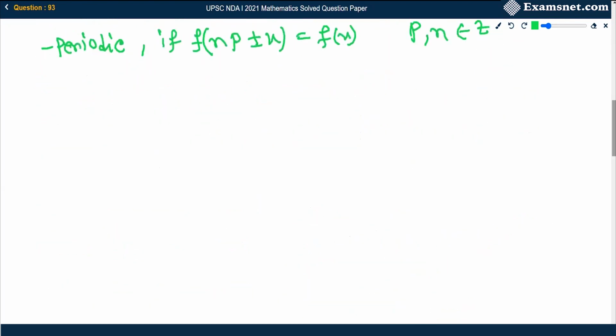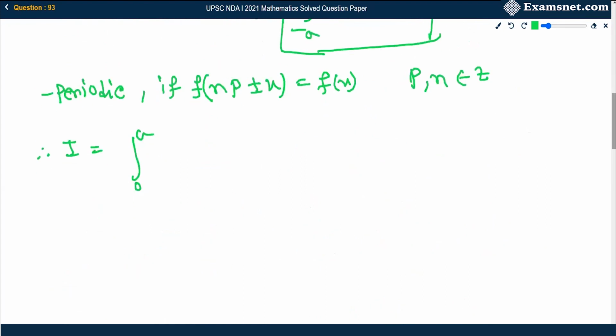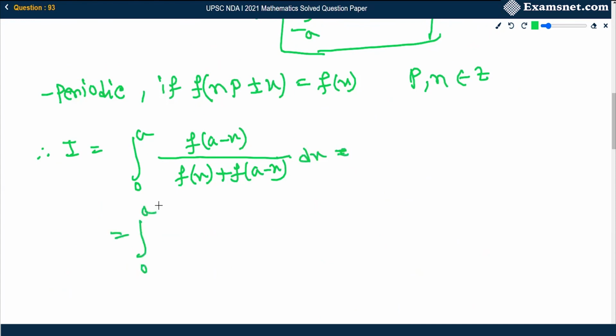So the given integration, we can write I equals the integral from 0 to a of f(a-x) by f(x) plus f(a-x) dx. Okay, now next, 0 to a.